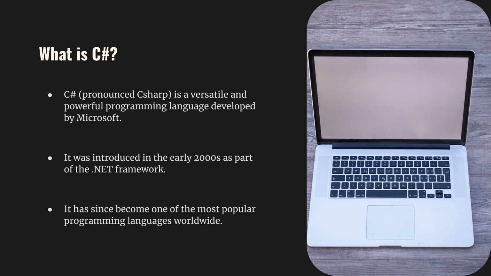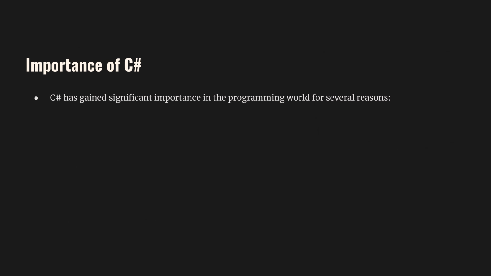What is C#? C# is a versatile and powerful programming language developed by Microsoft. It was introduced in the early 2000s as part of the .NET framework, and it has since become one of the most popular programming languages worldwide. Importance of C#. C# has gained significant importance in the programming world for several reasons.